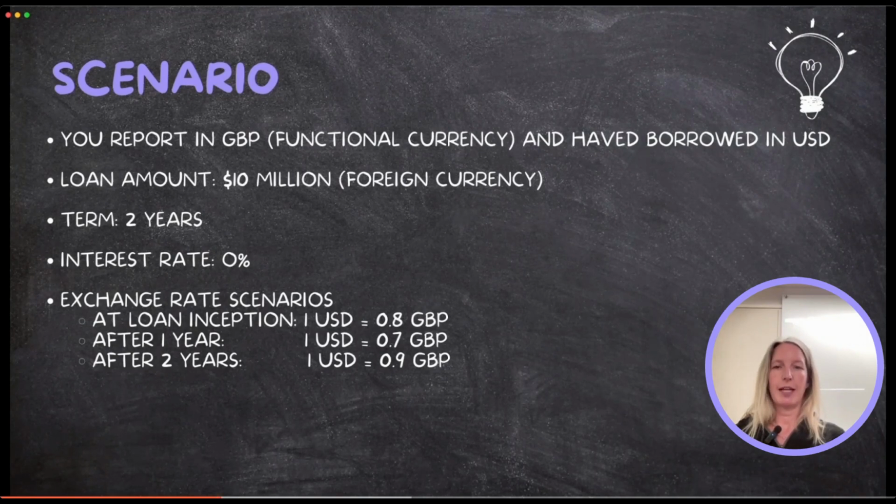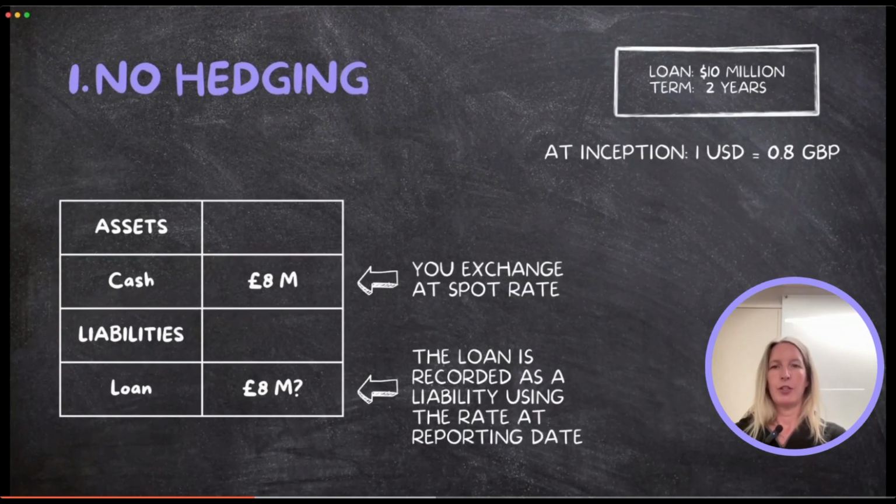One is that at inception, the exchange rate is $1 to 0.8 sterling. It then changes after a year to 0.7 sterling. And after 2 years, it will be 0.9 sterling. So first, let's look at the balance sheet impact without any hedging.